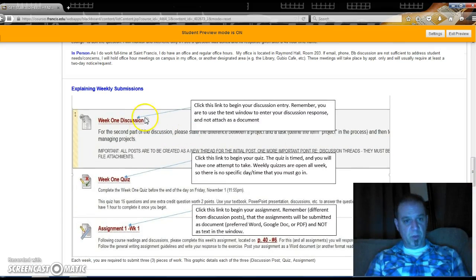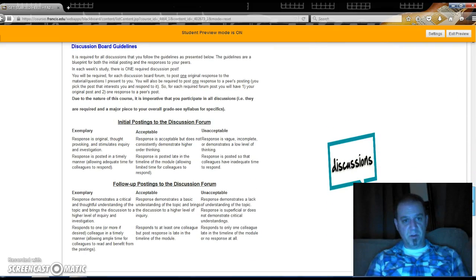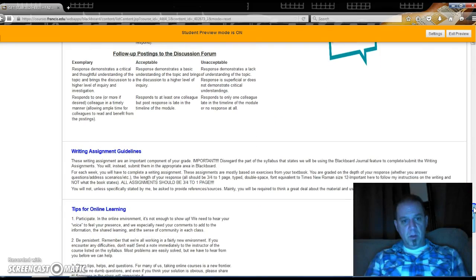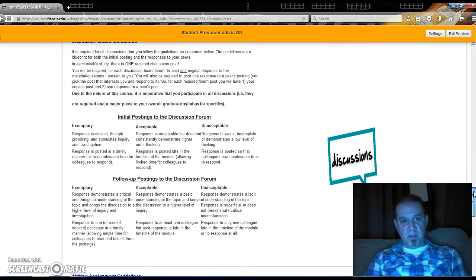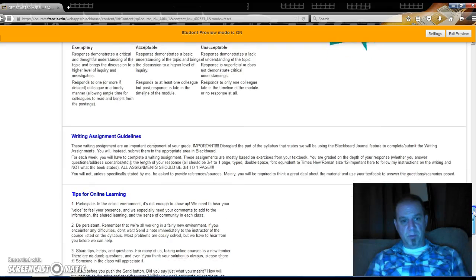Below that, next item down, discussion board guidelines. As again, every week you'll have a discussion board that's required. These are the guidelines that you should follow in terms of posting your discussion. Okay, so for every discussion week, you'll have your initial response to a question or a scenario that I post out there. You'll respond to that, and then you have one requirement that you have to respond to one other student's post as well. Okay. Follow the timelines for this. That's really important as well.